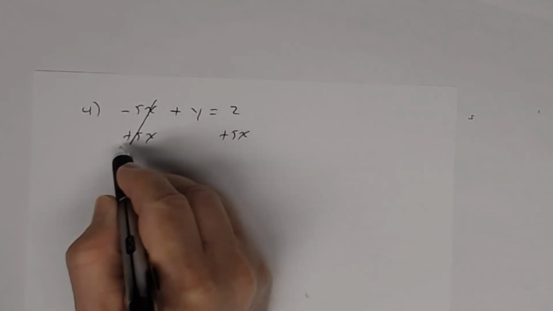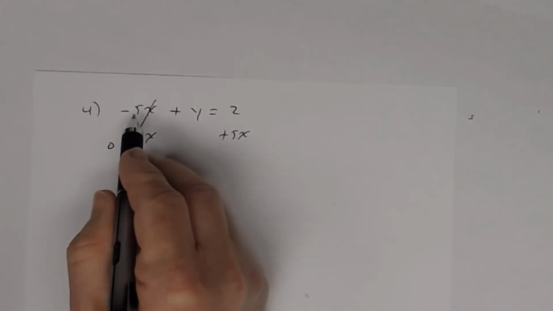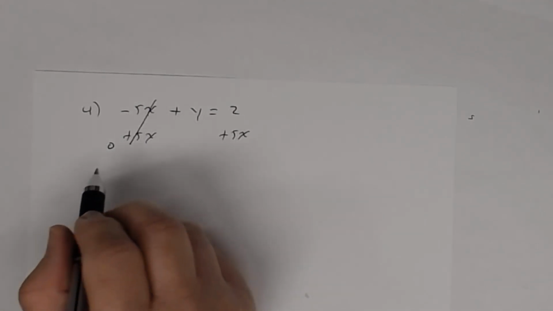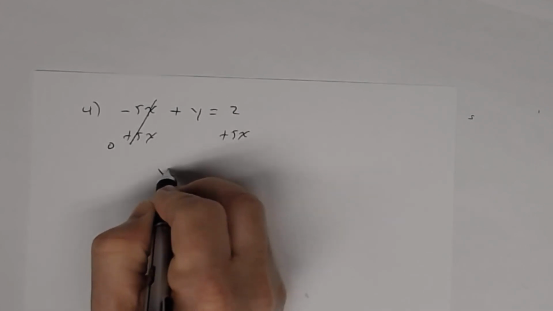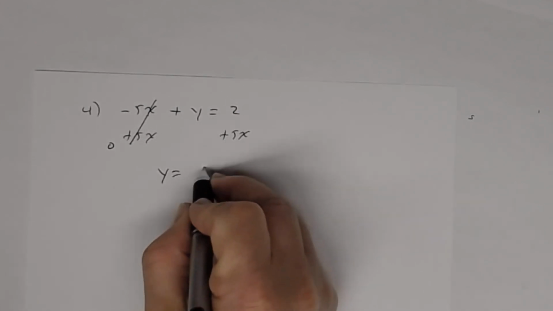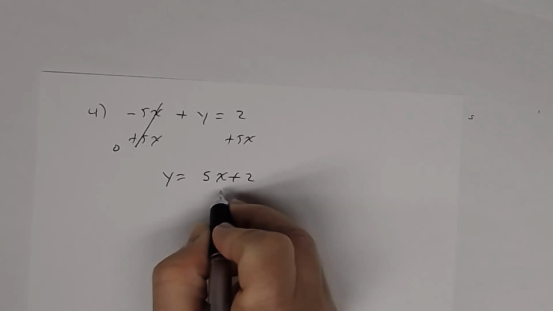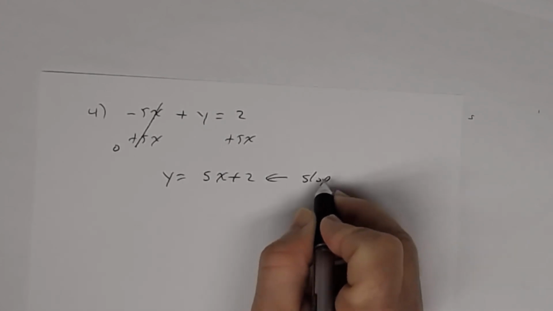Combining like terms, these are opposites. A negative 5x and a positive 5x is 0. And so I get 0 plus y is y equal, and then putting this in descending order, I get 5x plus 2. And there's your slope-intercept form.